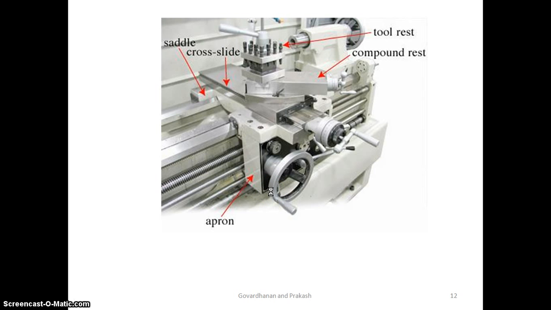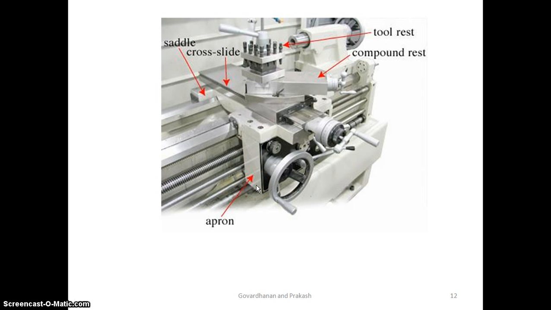Carriage. Carriage is supported on the lathe bed guideways and moves along the bed. A handle is turned in order to move the carriage. Two important parts of the carriage are saddle and apron.